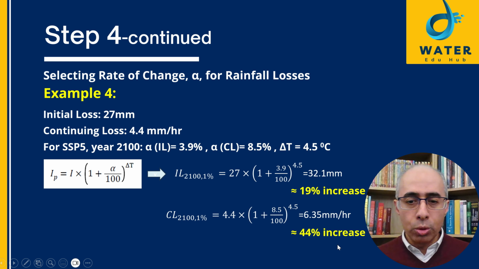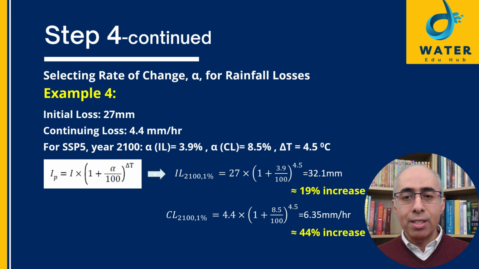So the message that I want to pass here is that if we look into the projections for the losses, continuing loss is going to increase more compared to the initial losses. And another important point was the fact that the changes in the initial and continuing loss are independent of the duration of the rainfall. So they are not related to the duration. Now let's bring this calculation into Excel and see how we can do the same process for the whole range of rainfall durations, and even if you like, for different SSPs.